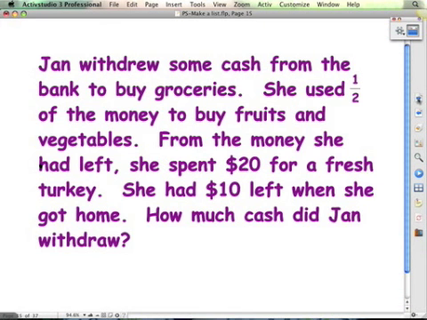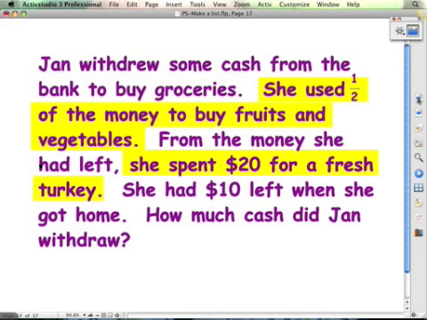Jan withdrew some cash from the bank to buy groceries. She used half the money to buy fruits and vegetables. Oh, that sounds important. We better highlight that as an important fact. Okay, let's keep going. From the money she had left, she spent $20 for a fresh turkey. Also important. We'll highlight it.